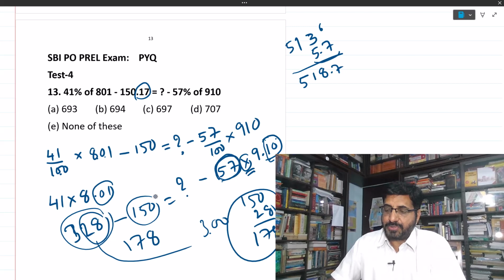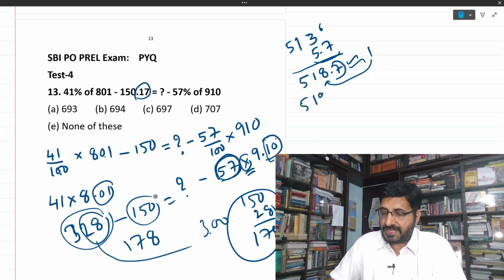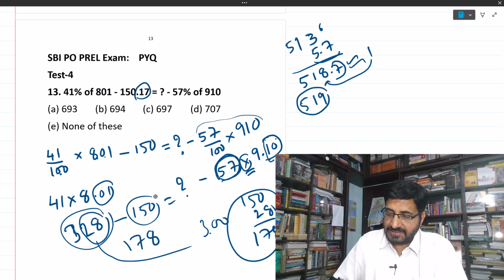This will become 518.7. See, 0.7 is almost equal to 1, so add this 1 and it will become 519. What is this 519? This entire thing is 519 minus question mark 178. So 519.